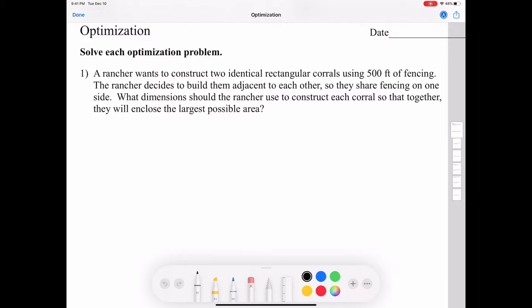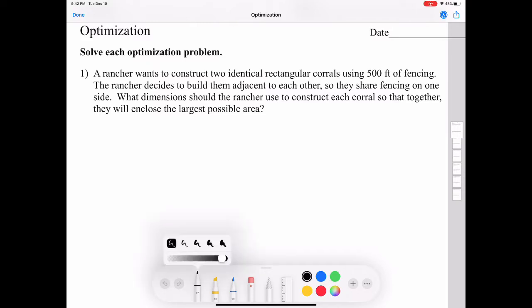A rancher wants to construct two identical rectangular corrals using 500 feet of fencing. The rancher decides to build them adjacent to each other so they share fencing on one side. What dimensions should the rancher use to construct each corral so that together they will enclose the largest possible area?